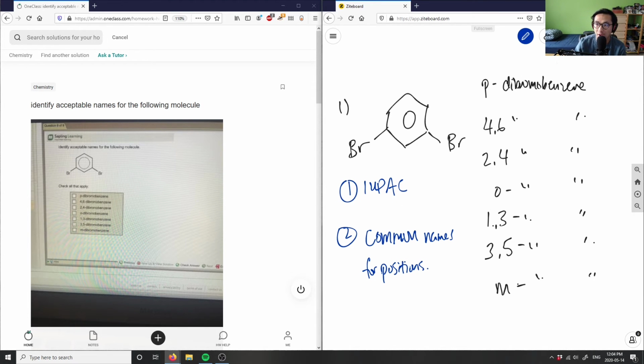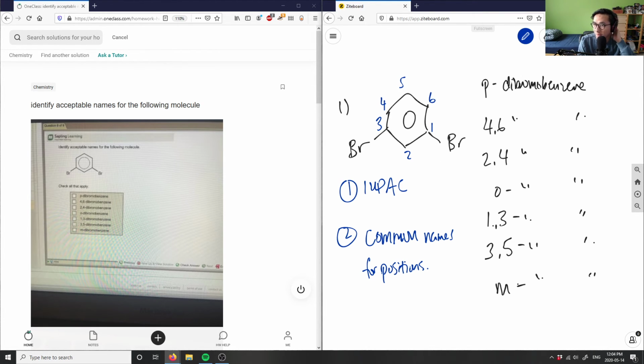Number one here is IUPAC. If I wanted to do IUPAC, I would just follow IUPAC guidelines to name the structure. I'm going to put carbon number one on this bromine here, or I could put it on this other bromine, and I would count either left or right. In this case, because they're the same, I'll go clockwise for you. So this is carbon 1, carbon 2, 3, 4, 5, and 6.